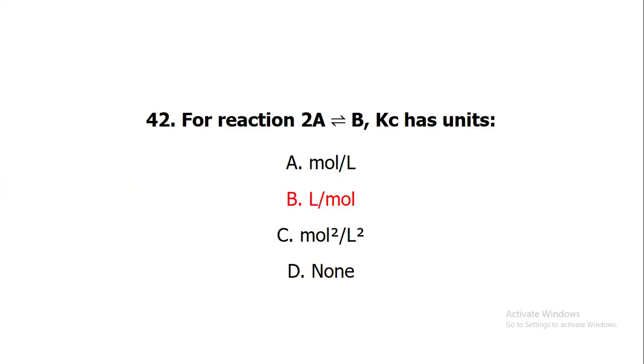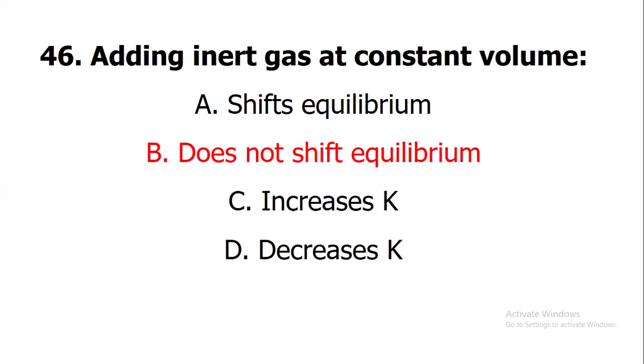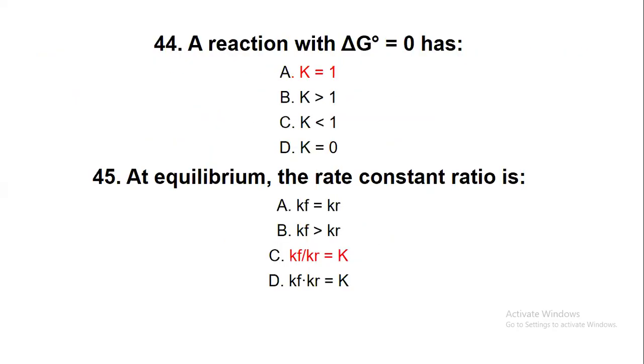For a reaction A to B, Kc has units liter per mole. If Kp equals Kc, then delta n equals 0. Adding inert gas at constant volume does not shift equilibrium.